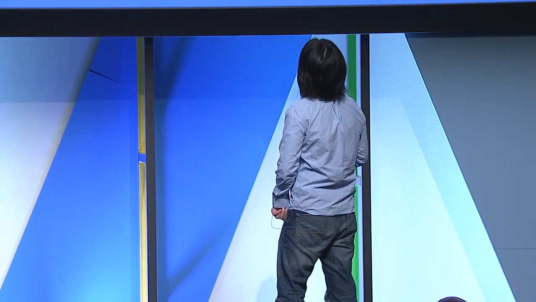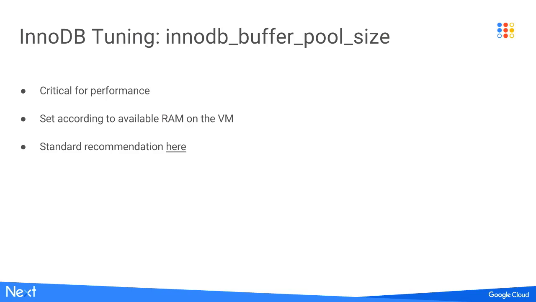So let's start with the first one, InnoDB buffer pool size, which is the one almost everyone tunes when they run InnoDB on their hardware. It's critical for performance, for reads mostly, and maybe also for writes. So it needs to be set according to the available RAM on the VM, and the standard recommendation is about 80% of the total RAM of the VM.